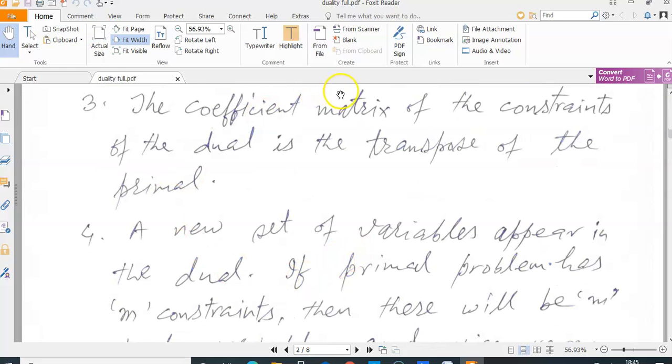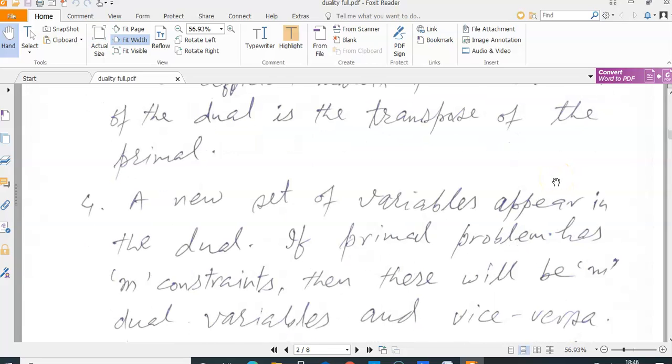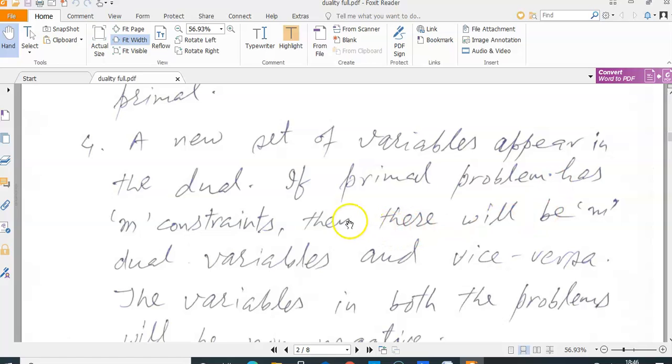Third step is that the coefficient matrix of the constraints of the dual is the transpose of the primal. That is, the first column coefficients become the first row coefficients, the second column coefficients become the second row coefficients, and so on. A new set of variables appears in the dual. Definitely the variables will be different because the problem is different. If one is of maximization type, the dual will be of minimization type. If the primal is of minimization type, then the dual will be of maximization type. So the scenarios are different, so the variables will be different.